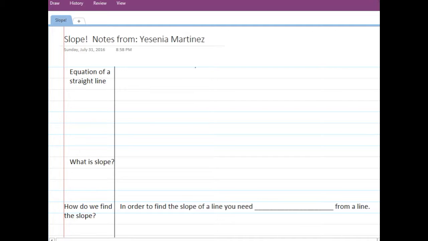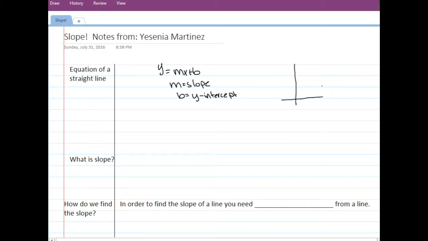First, let's take a look at the equation of a straight line. It is y equals mx plus b, where m equals your slope and b is your y-intercept. So in a graph with a line, you can easily tell me what the y-intercept is, because the y-intercept is the y value of the line that crosses the y-axis.